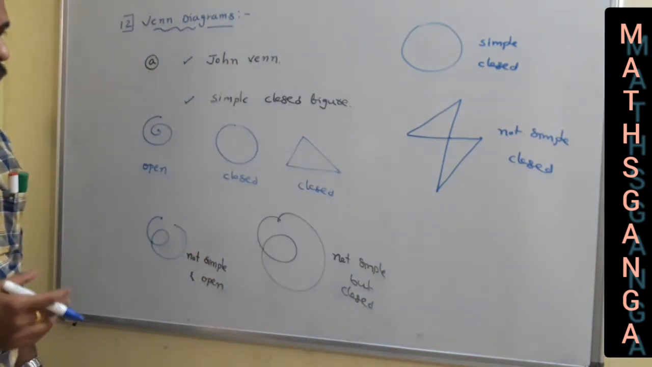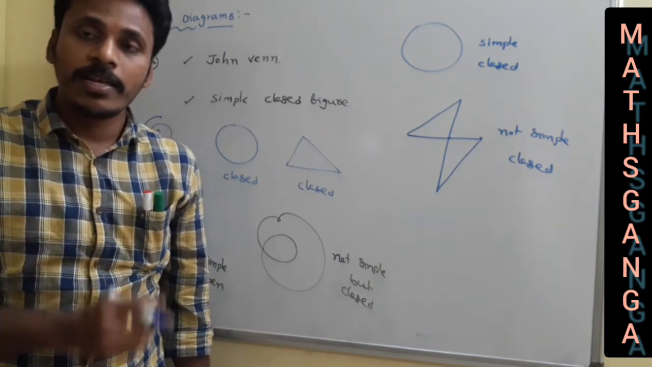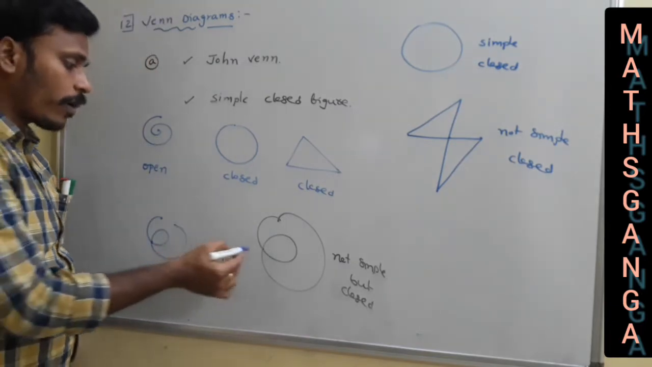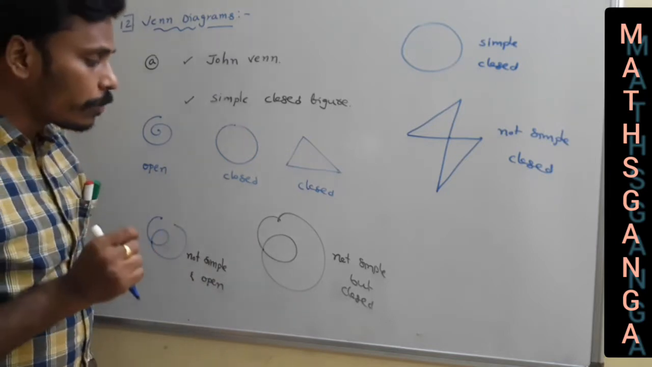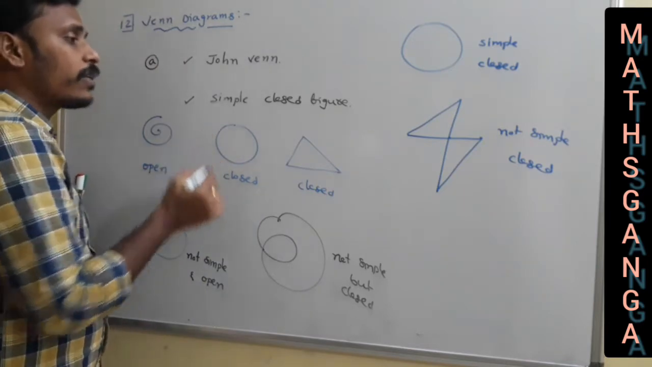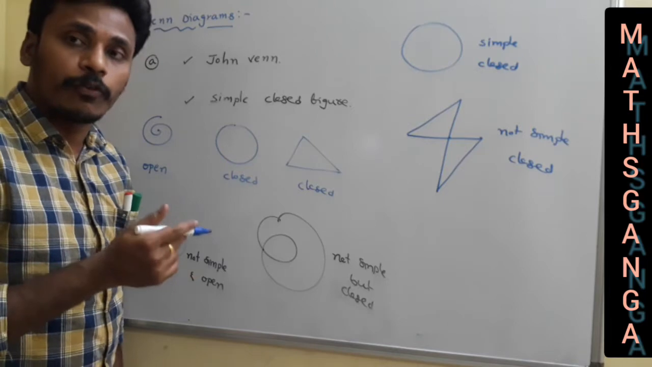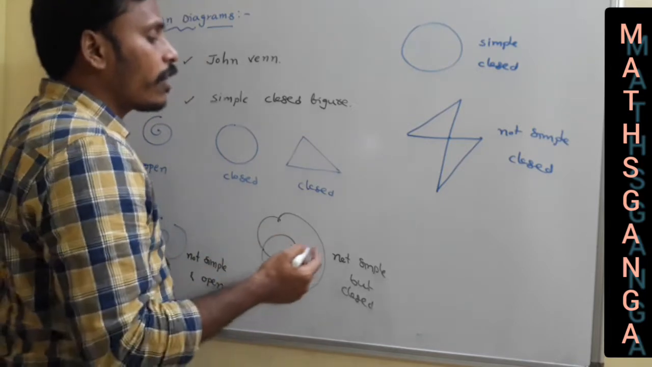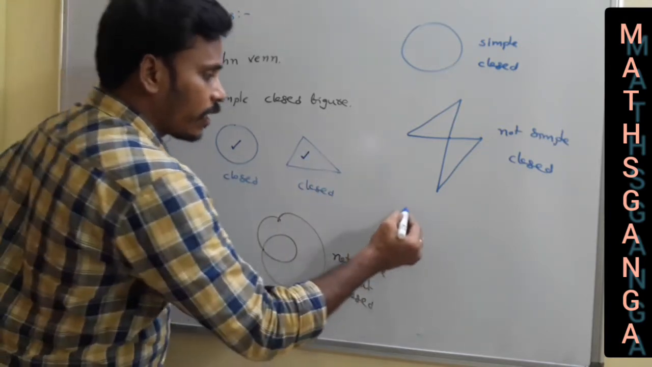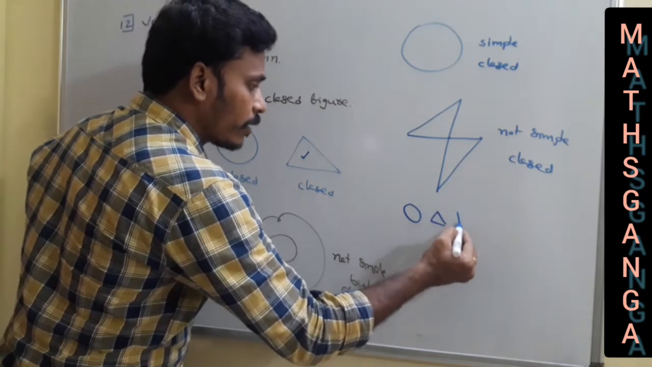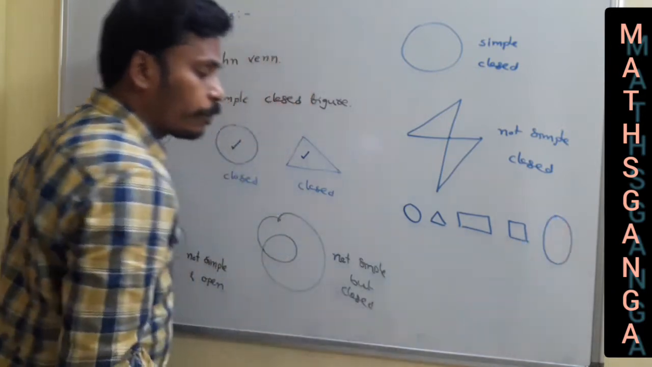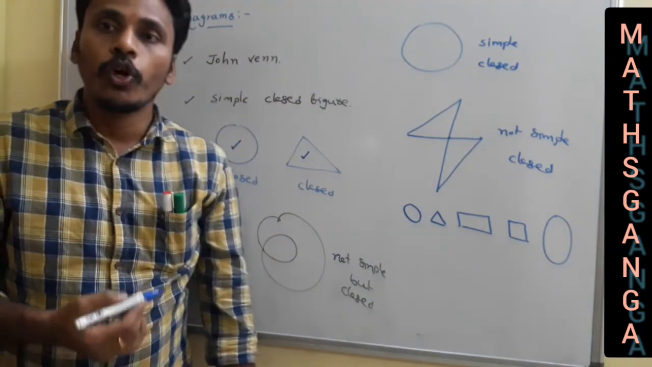Just look at what I am discussing. At the end, you need to identify simple closed figures. Simple in the sense that the figure doesn't have these types of intersections. Closed means the starting and the ending point should be the same. Those types of simple closed figures are helpful to represent sets. In general we use a circle to represent a set, a triangle to represent a set, sometimes a rectangle, a square, and an ellipse. All these we usually use to represent the sets.